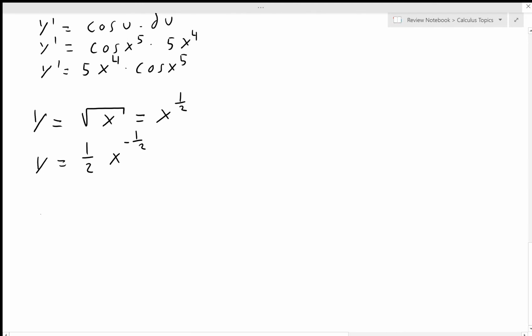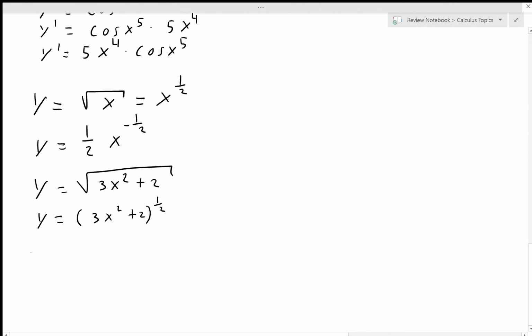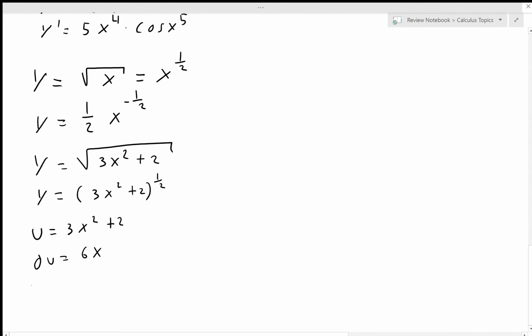So let's do something with the chain rule with our square roots. Y equals the square root of 3x squared plus 2. We're going to rewrite it: y equals 3x squared plus 2 to the 1/2. Start with u sub. So u would be our inside function, 3x squared plus 2. Du would be 6x. So I'd say y equals u to the 1/2 again, and we would know how to solve that, just like right up there.